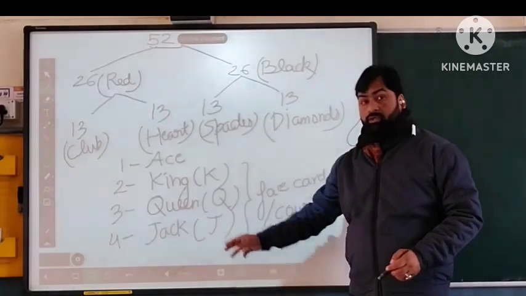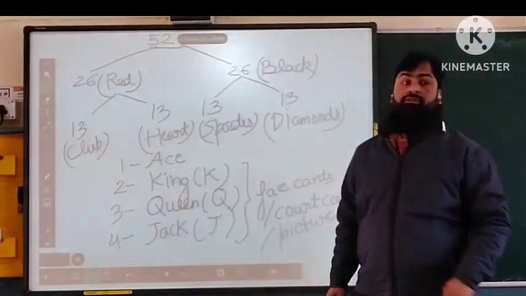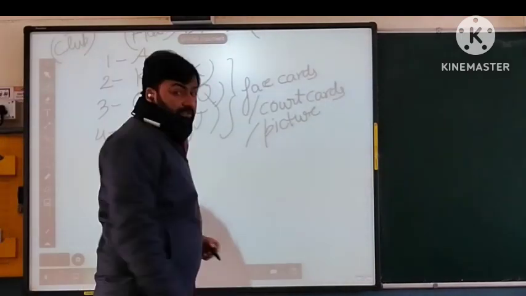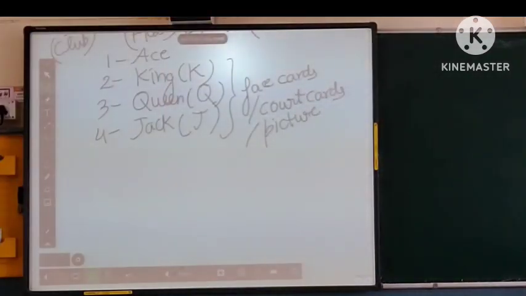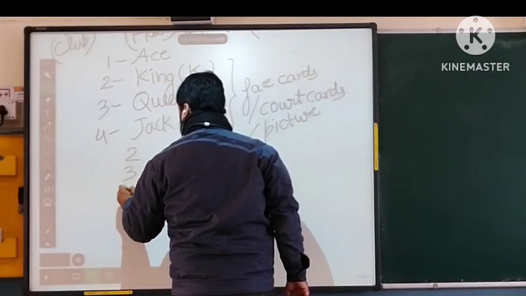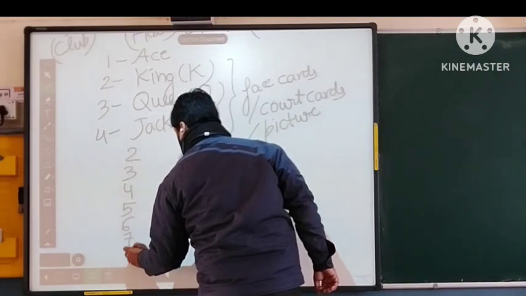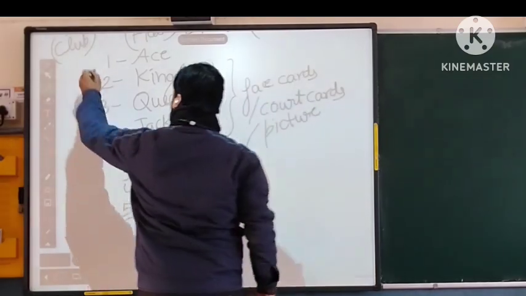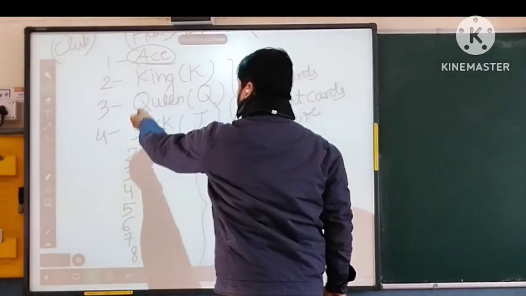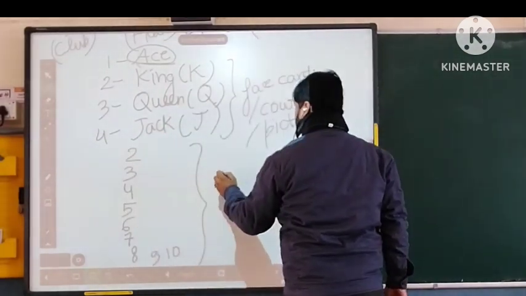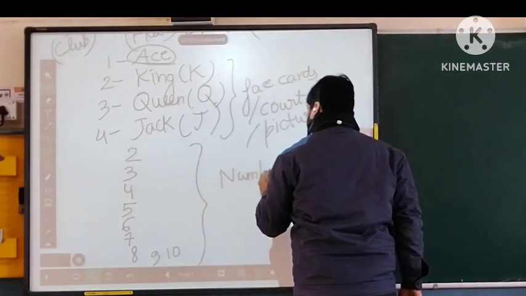Other than these 4, 13 minus 4 is 9. So the remaining 9 cards are number cards. What are the numbers? The numbers start from 2 onwards: 2, 3, 4, 5, 6, 7, 8, 9, and 10. So ace is A, and king, queen, jack are face cards. Then numbers 2 to 10 are called number cards.